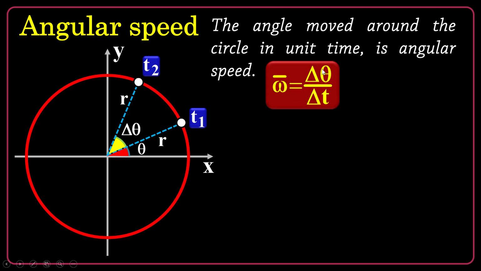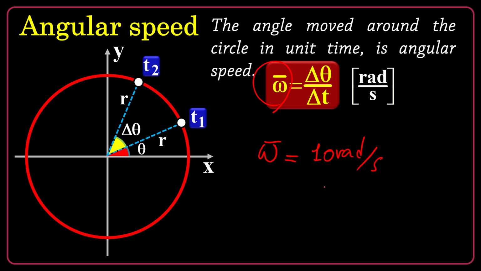It could be defined as delta theta over delta t, radians per second, number of radians in each second. So omega bar is actually number of radians in each second. Let's say omega bar is 10 radians per second, means that if you wait for 1 second, it will travel for delta theta equals 10 radians.